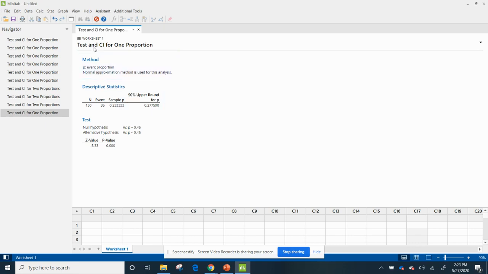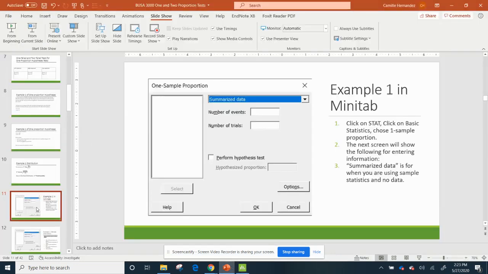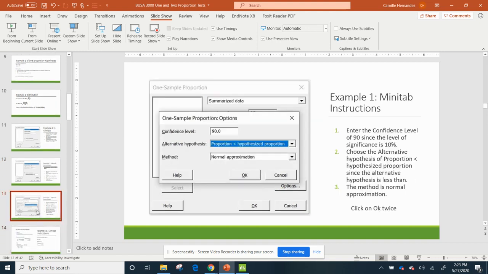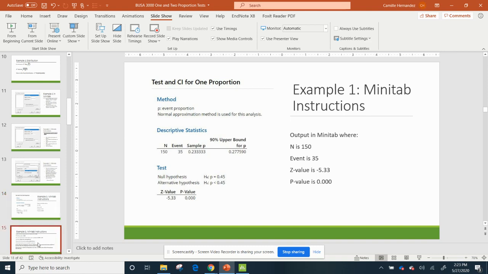It's telling me I'm doing a one proportion test. It gives me 150 as my sample size, 35 as my event, and sample p, which is 35 divided by 150. It gives me the upper bound of a 90% confidence level. I've got my less than, so here are my hypotheses, and the most important thing, remember, is that less than symbol. Z value is negative 5.33, and my p-value is 0. In the hypotheses I have everything you need right here, showing you how I did that so you can follow along if you get lost.